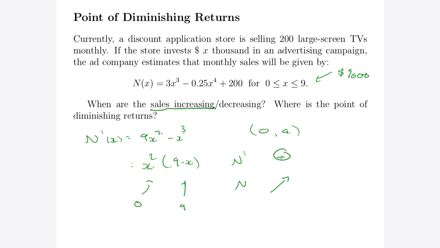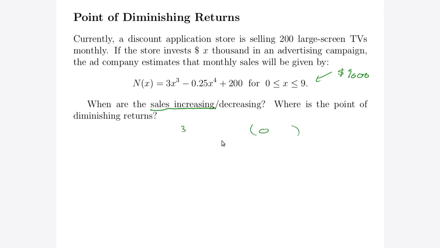That's good. If our function was decreasing, that would mean that if we put in a certain amount of money into this advertising campaign, we'd actually be losing sales. That would be a terrible campaign. So it's good to just double check this part. So it is increasing the whole time. What we want to do now is check out the point of diminishing returns.